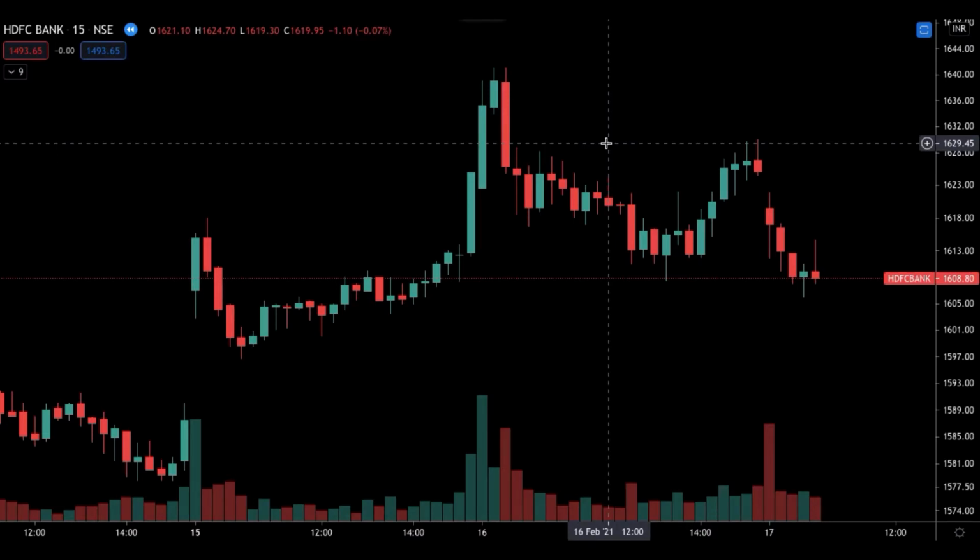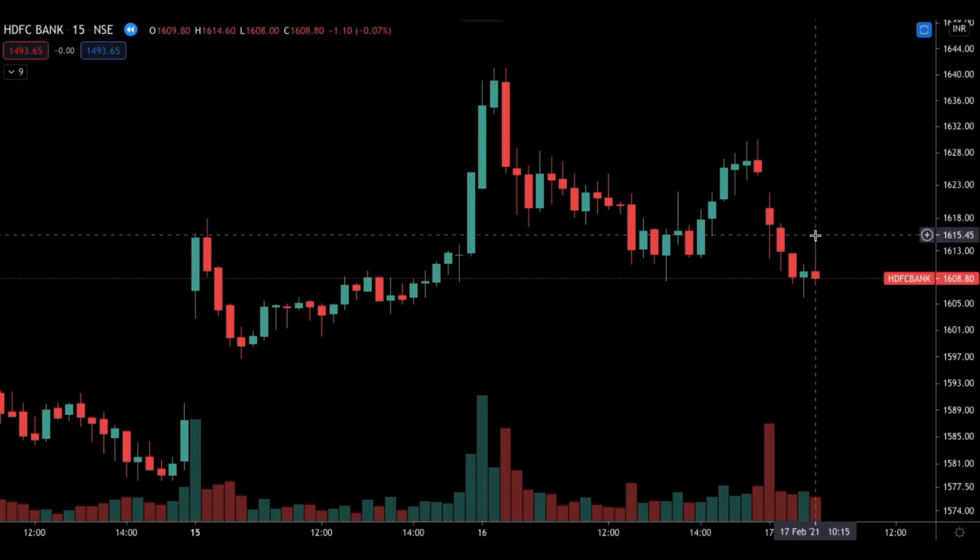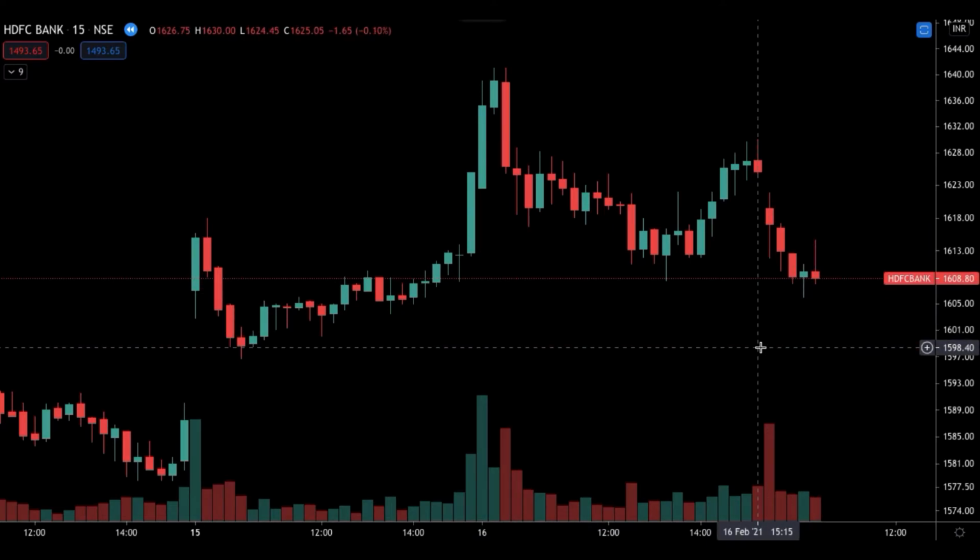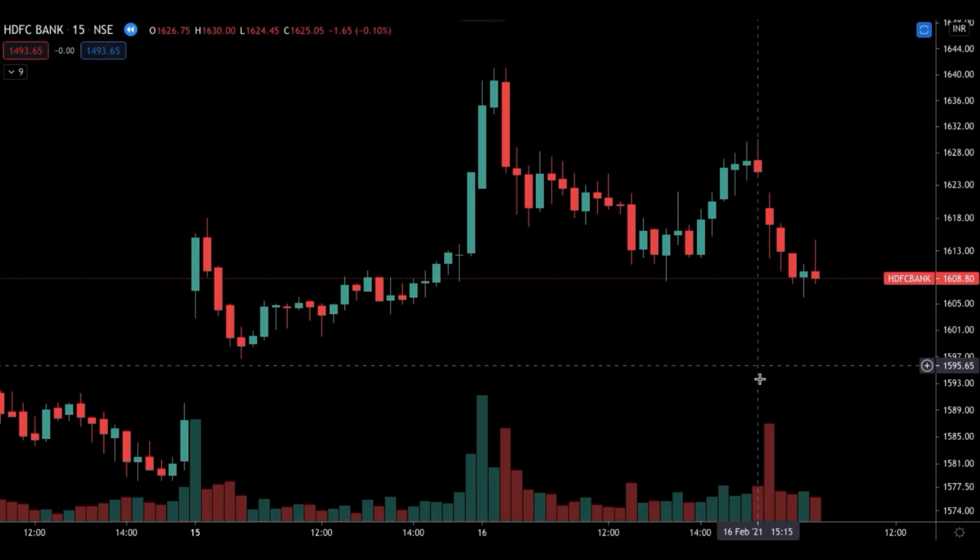HDFC Bank at 1608.80. Where are we? We are on 17th February 2021, 10:15 am, meaning it's an intraday chart of 15 minutes. I will show you an intraday broadening bottom, a successful trade, and a failure trade.